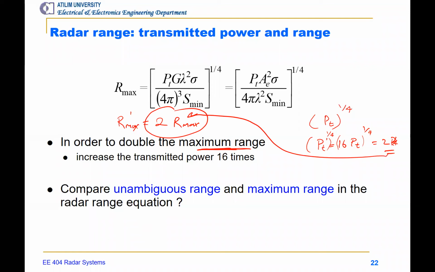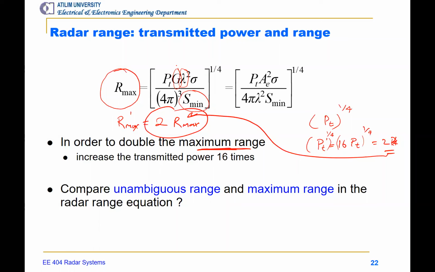So the powers are critical here. If you want to extend the range, you have to increase something, or decrease something, in the equation. For example, in order to extend this maximum range, you may reduce the minimum detectable signal, right? That's another way. Or you can increase the wavelength, or you can increase the gain of the antenna.